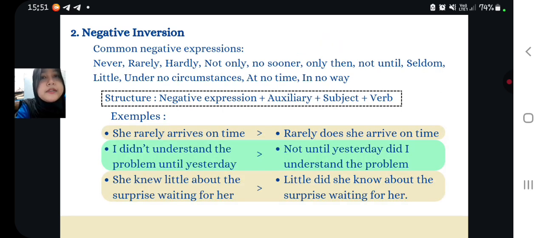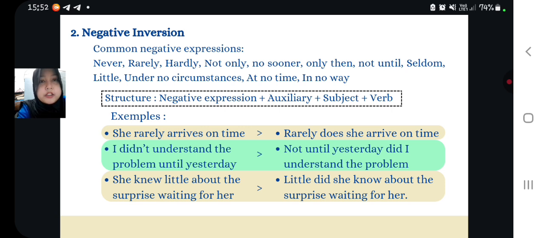Next is negative inversion. When a sentence begins with a negative or restrictive adverb, for example never, rarely, hardly, seldom, not only, no sooner, the subject and auxiliary verb must invert for emphasis. This structure is common in formal and literary English. Common negative expressions: never, rarely, hardly, not only, no sooner, only then, not until, seldom, little, under no circumstances, at no time, in no way.